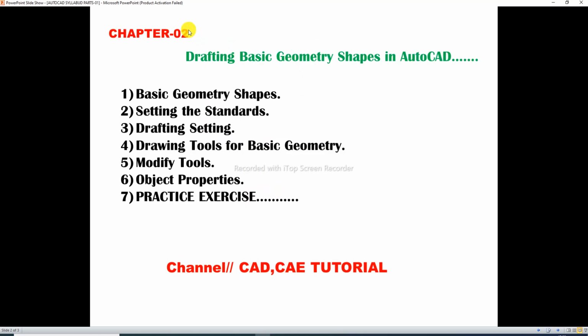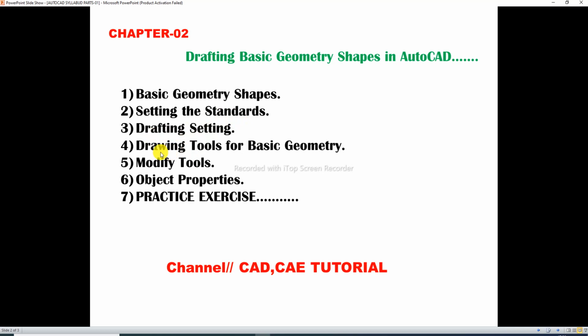The next chapter is drafting basic geometry shapes in AutoCAD. We discuss all these points here. First point is basic geometry shapes. Second point is setting the standards. Third point is drafting settings.